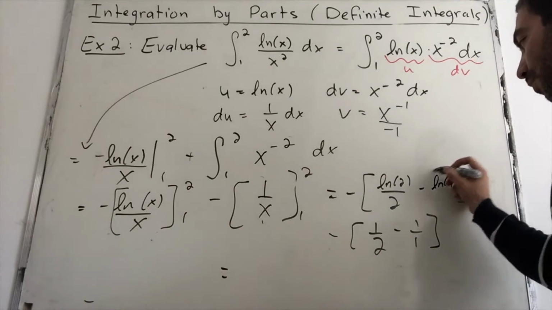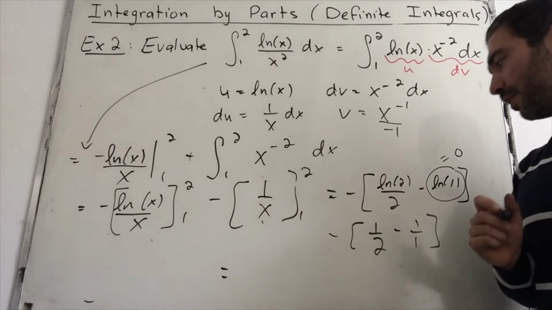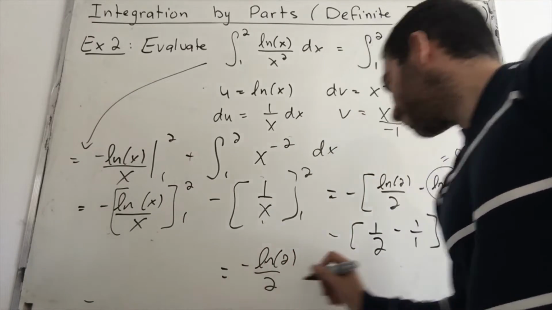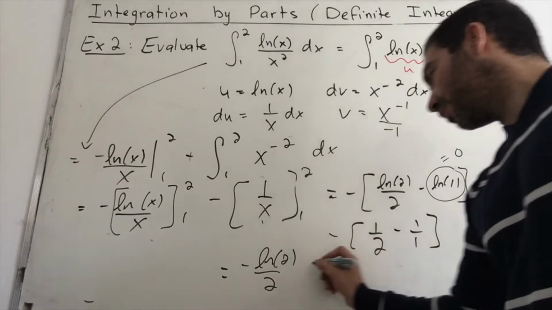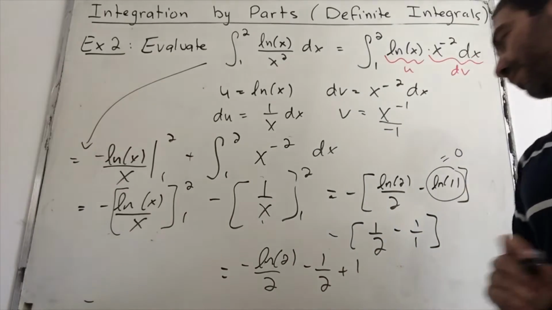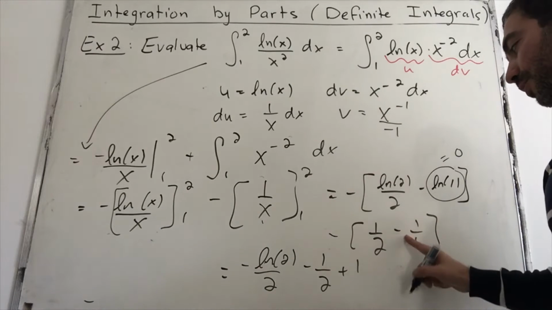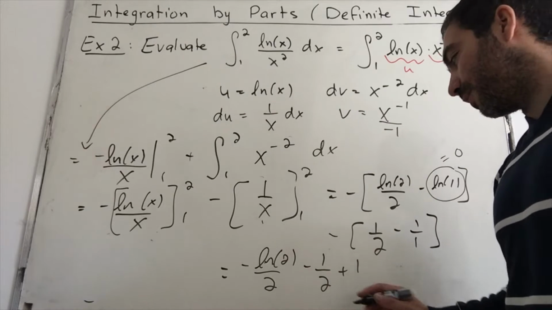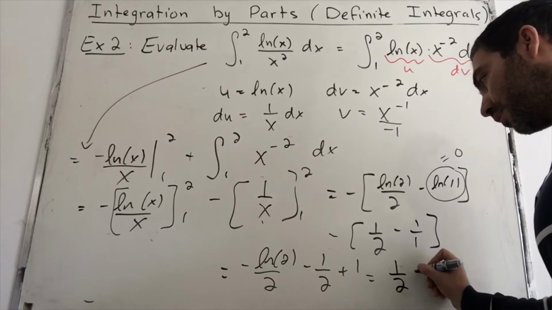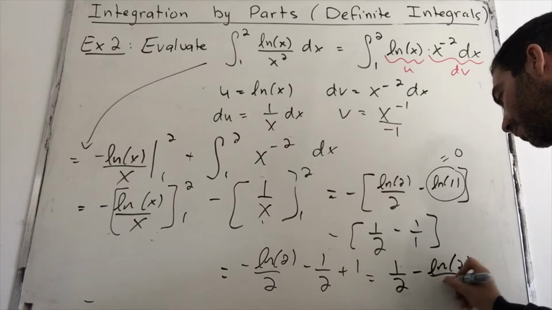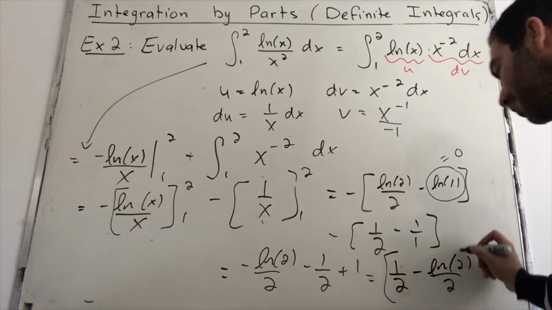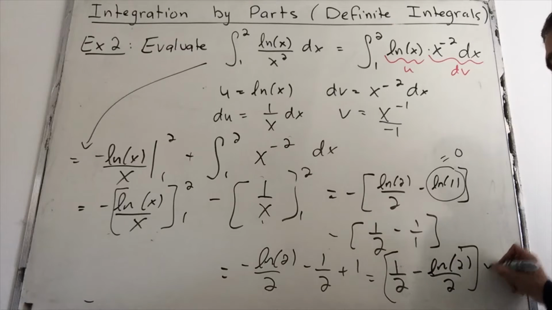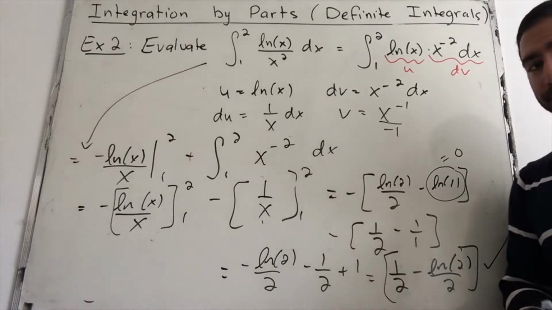Okay. ln of 1, we have to know, is equal to 0. And we're left with negative ln of 2 over 2 minus a half plus 1. Because the negative here distributes to this negative and you get a plus. Negative a half plus 1 is just positive a half, so this leaves us with a half minus ln of 2 over 2. And we're done. This is the answer. You could factor out a half if you want, leaving 1 minus ln of 2, but this is fine.